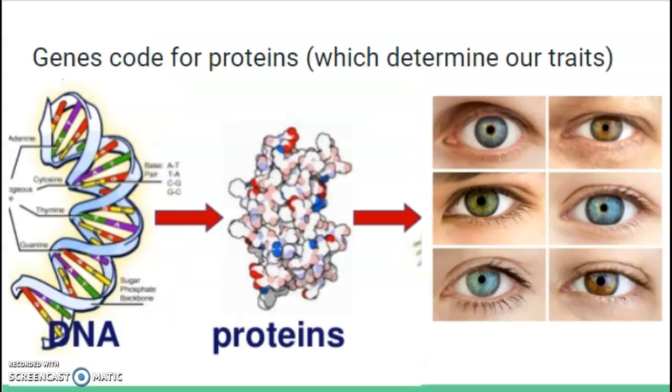At the end of the video, you probably heard something that sounded like this. Genes code for proteins, and the proteins determine your traits. So you start with DNA. DNA turns into a protein, right? DNA codes for a protein, and then that protein kind of translates into how your trait is expressed. And that's what we're going to do next time.